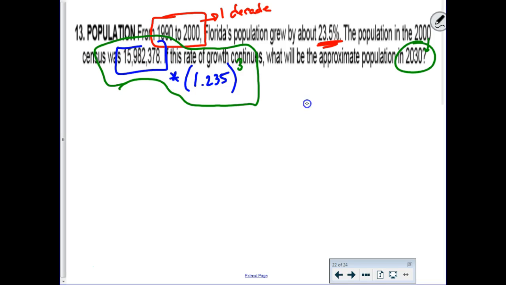My answer's way wrong because I put 30 years in. I misread the question the first time I did it. I thought it was growing per year, and I thought that was hilarious. It's per decade. It's still a pretty big number.